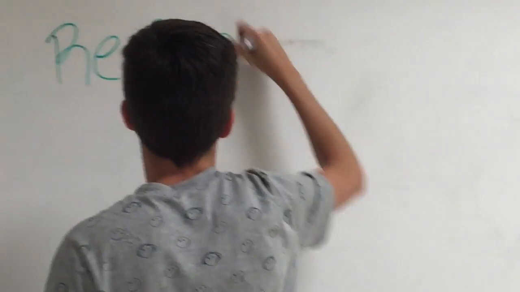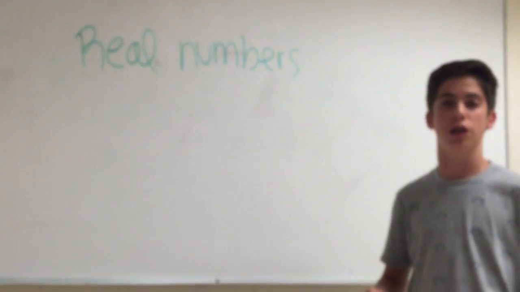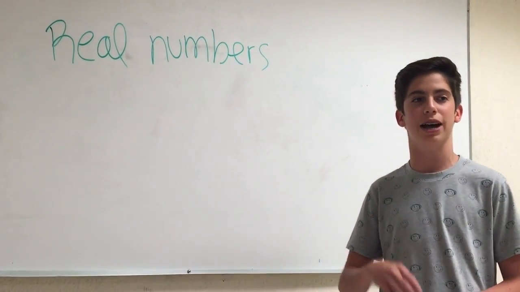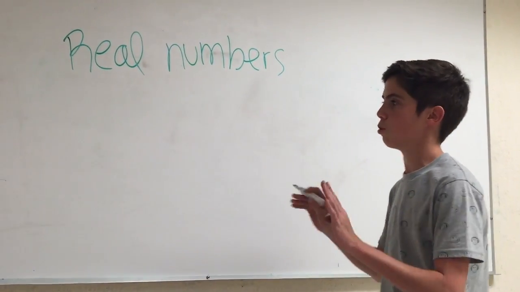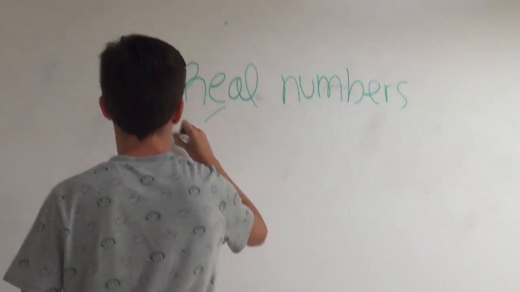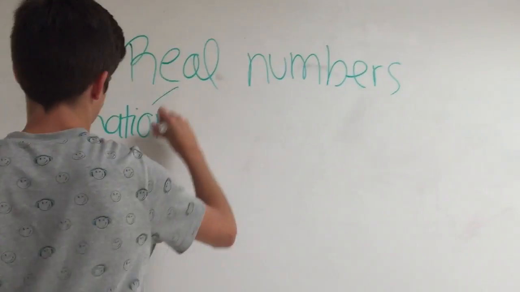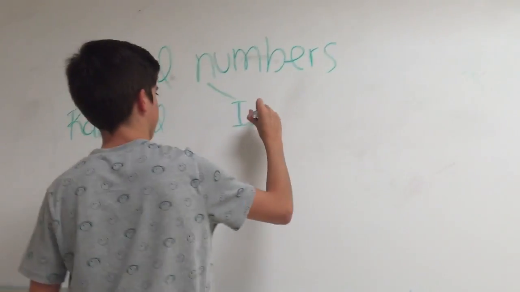real numbers. The imaginary ones, I'm going to show you at the end. So right now, let's just focus on real numbers. So real numbers, we can separate them into rational numbers and also into irrational numbers.